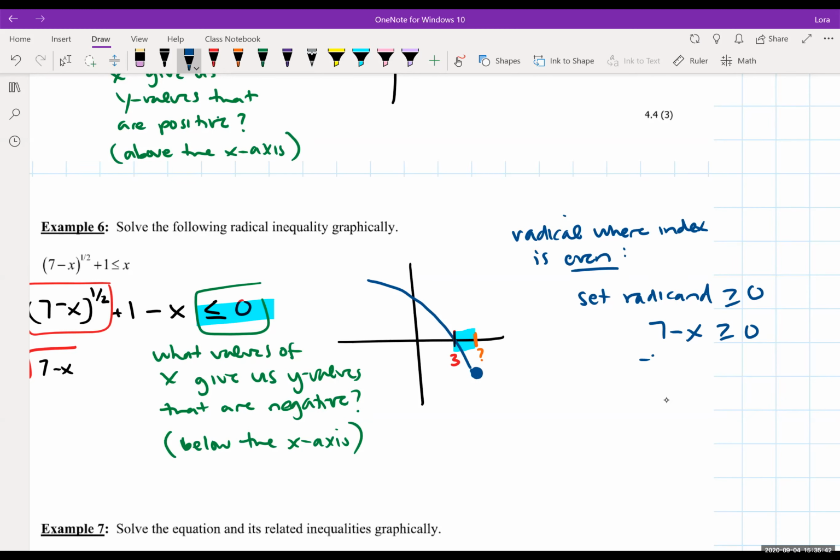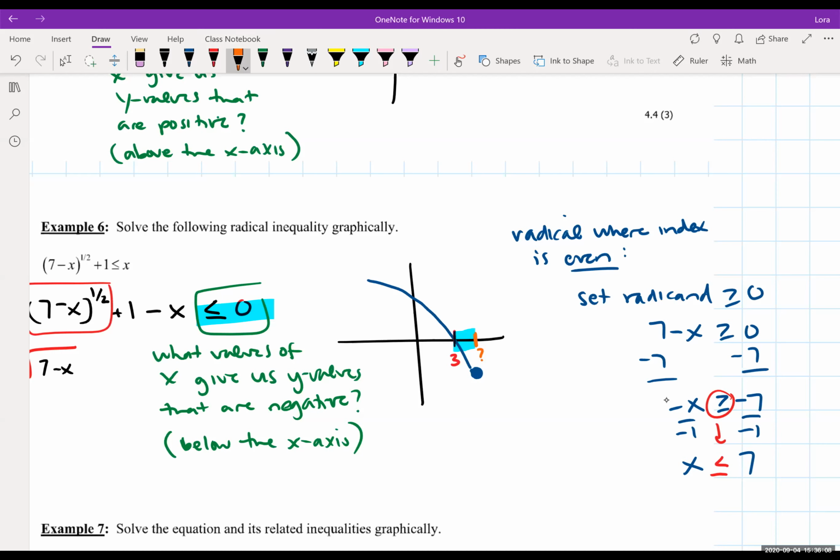What I'd like to do is isolate the x on the left side. So I'm going to subtract 7 on both sides. So I have negative x greater than or equal to negative 7. However, I need to divide both sides by negative 1. But if I do that, the inequality symbol reverses. So I have x is less than or equal to positive 7. And you probably might have already guessed it because of your previous experience.